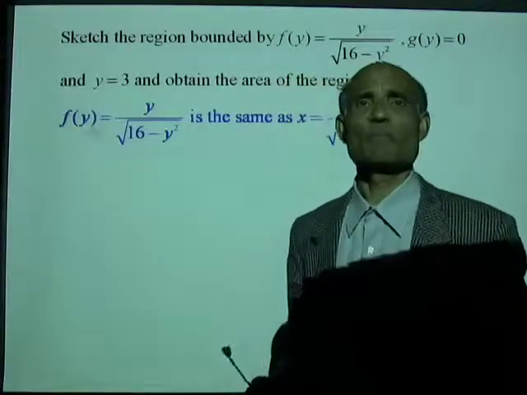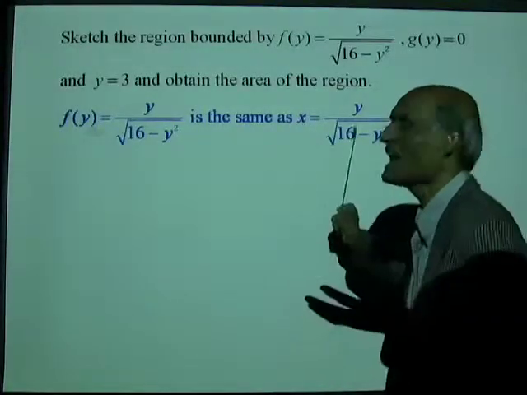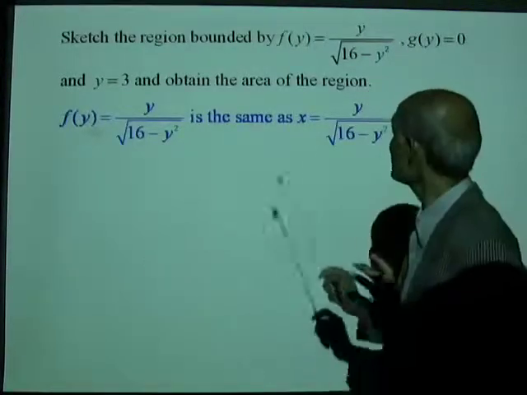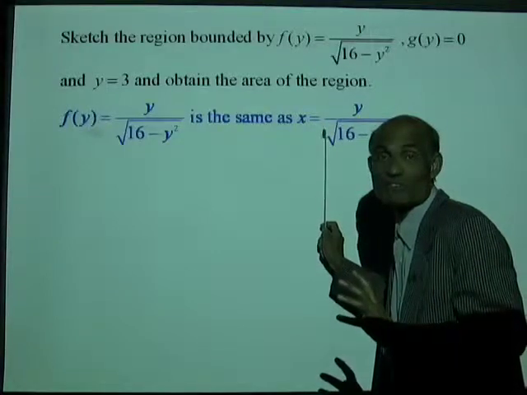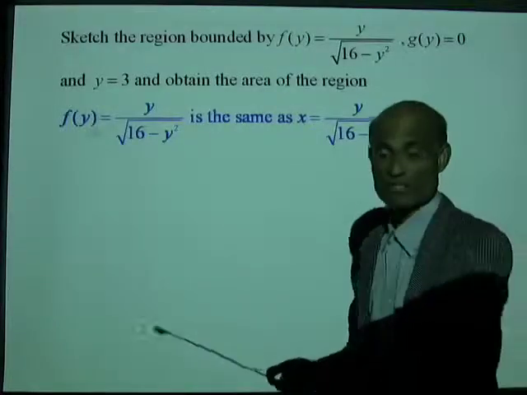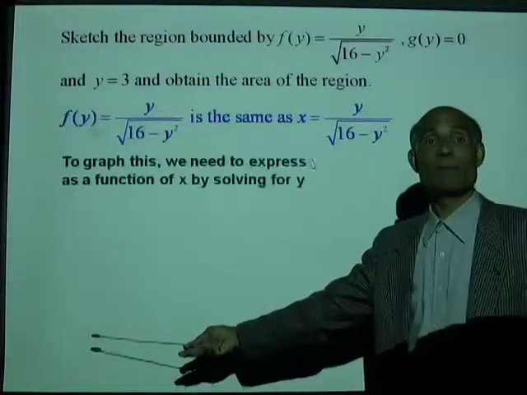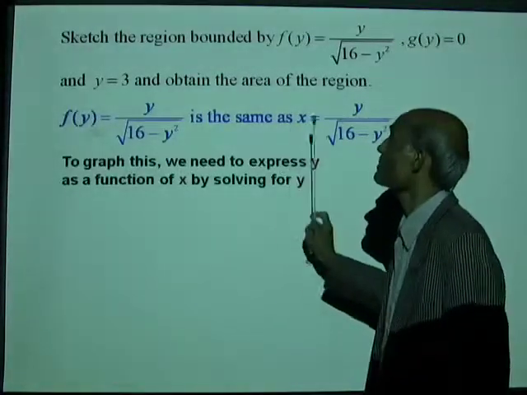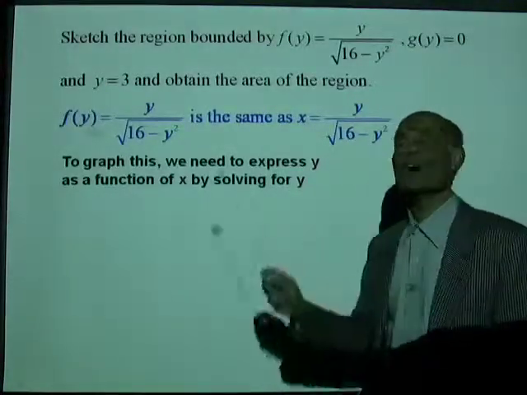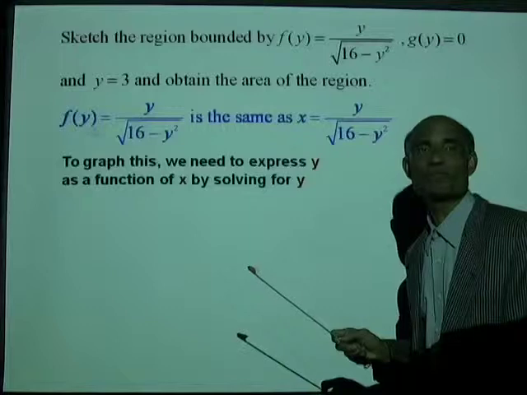Now the problem is, if I want you to graph this function on your calculator, the calculator doesn't have a y variable. It only has an x variable. So in order to graph this, we need to convert it as a function of x. Then only we can graph it. Now how do you do that? You've got to solve this equation for y. So to graph this, we need to express y as a function of x by solving for y. Now how do you solve an equation like this for y? Alright, watch me how I do that.